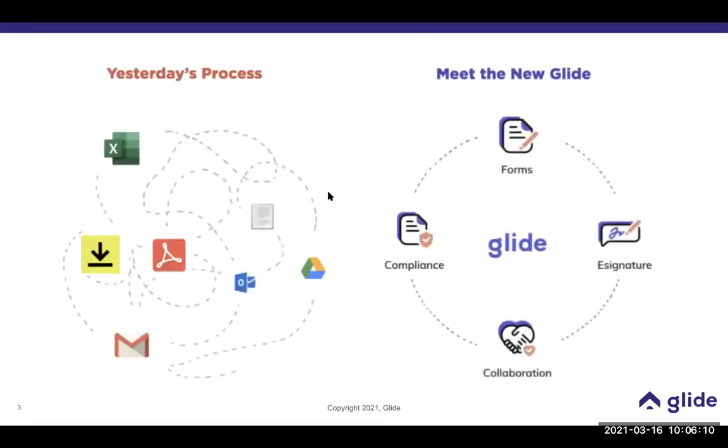So yesterday's process, as you can see on the left, uses multiple forms of communication, many different applications to complete all of your daily real estate transaction tasks. And this can be confusing and slow and leave room for errors as you're moving so many documents around between different apps. With Glide, you can manage multiple parts of the transaction process from one single platform. We focus on collaboration, compliance, and forms, and we've even created our own e-signature platform.